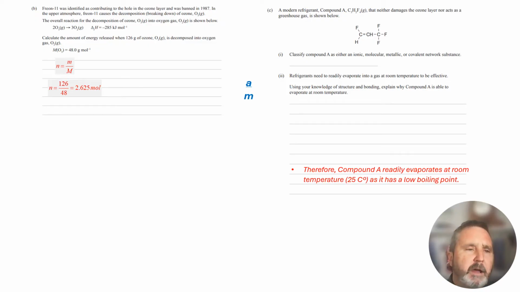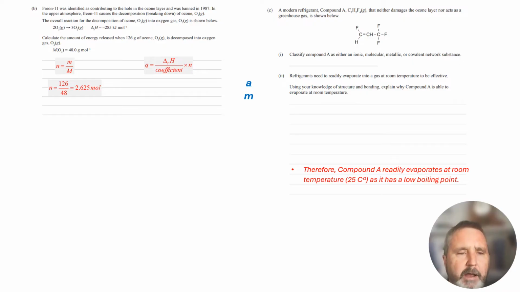Now if we want to work out the amount of energy, we have to realize when we look at this equation that 2 moles of ozone gives us this amount of energy. So 2.625 is going to give us a little bit more. And how we work that out is we work out that the total amount of energy, Q, is equal to the amount of energy given in the reaction divided by the coefficient. Now the reason for the coefficient is because they've told us that 2 moles give us a certain amount, but we want to know how much energy is produced by 2.625 moles.